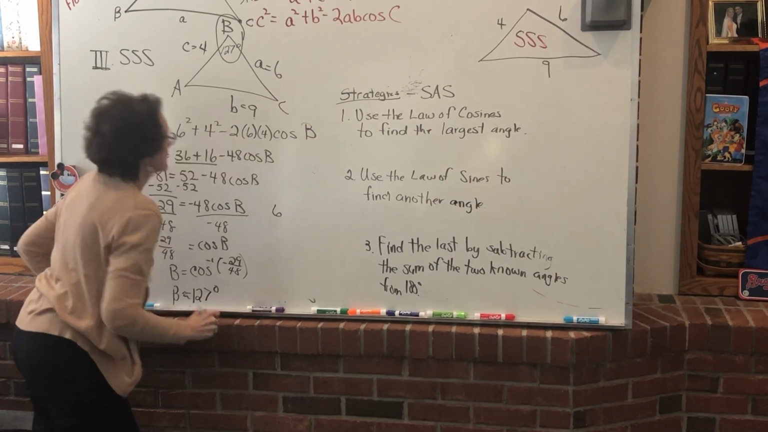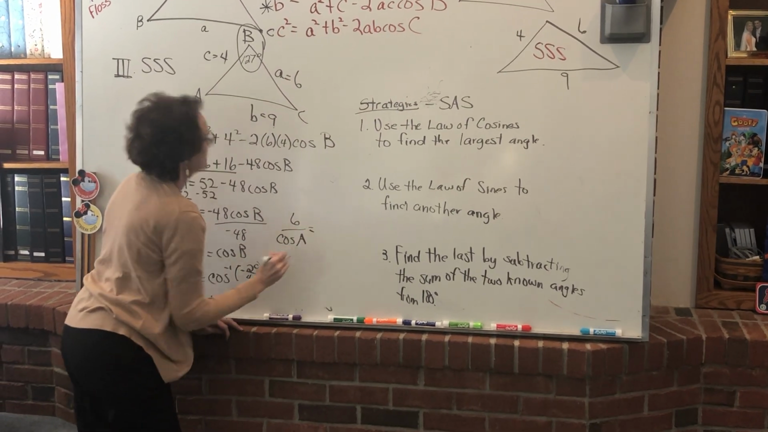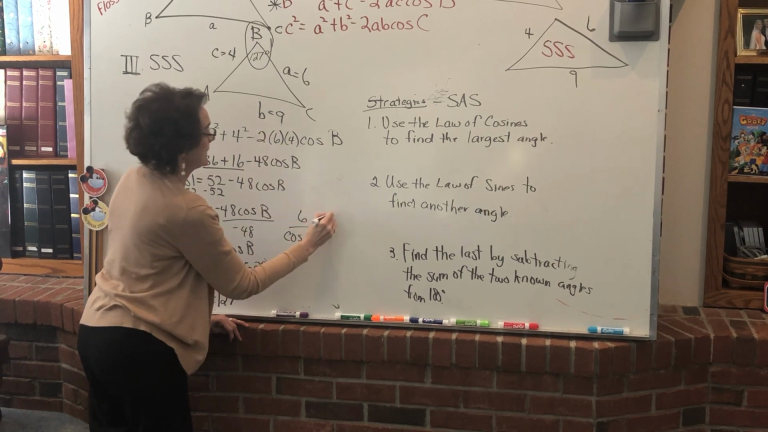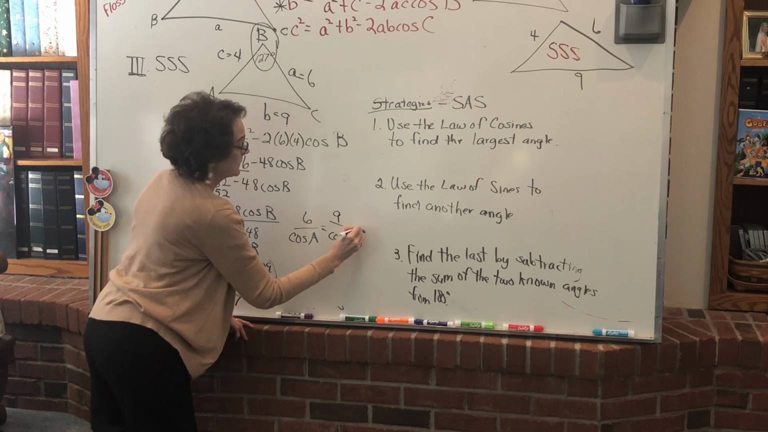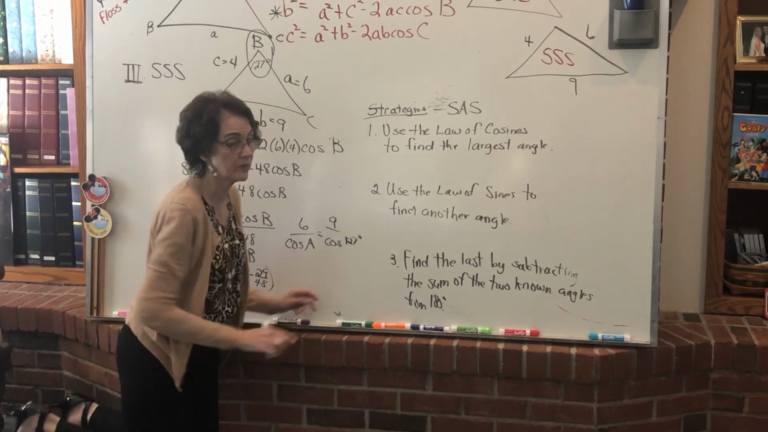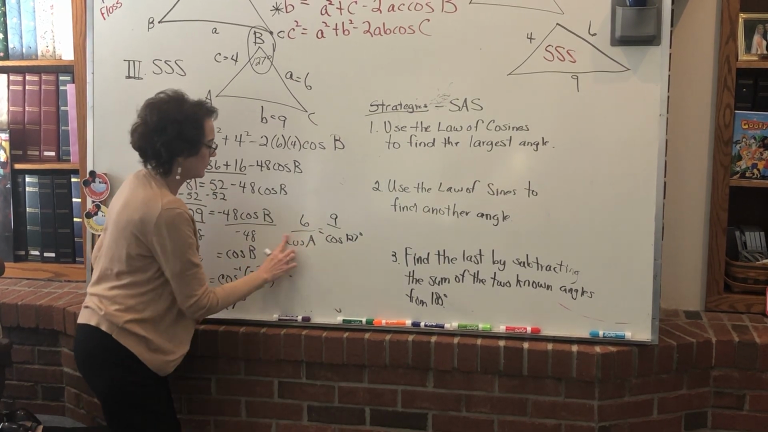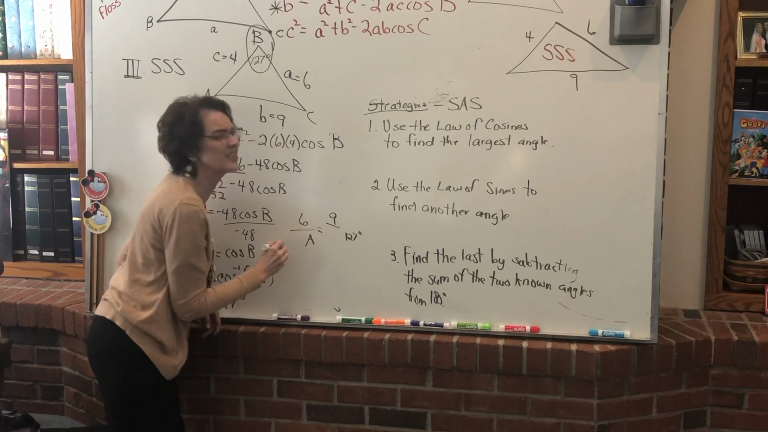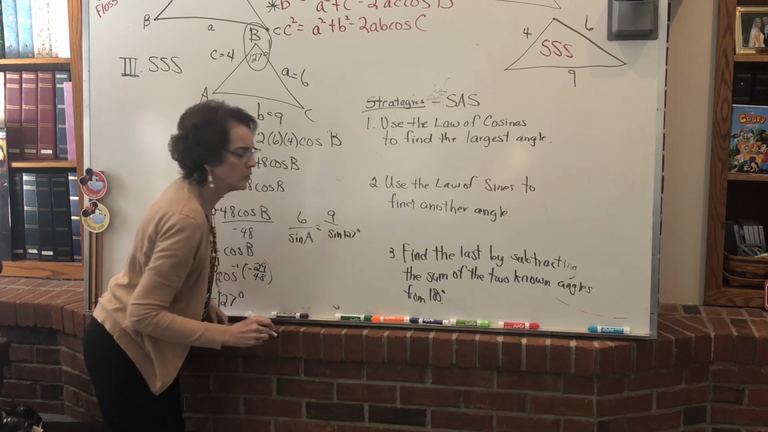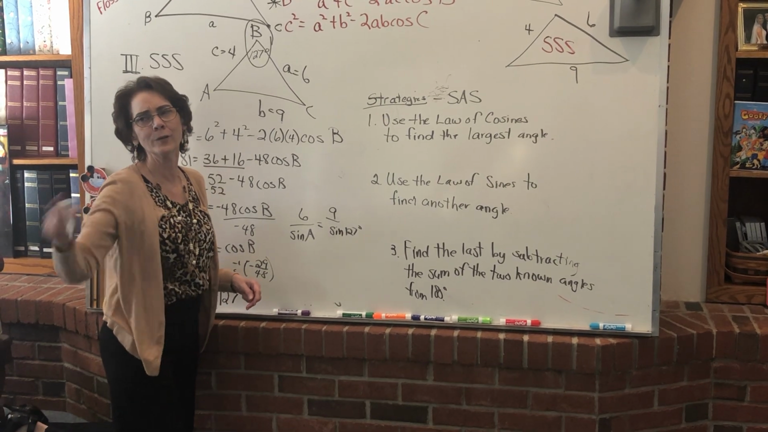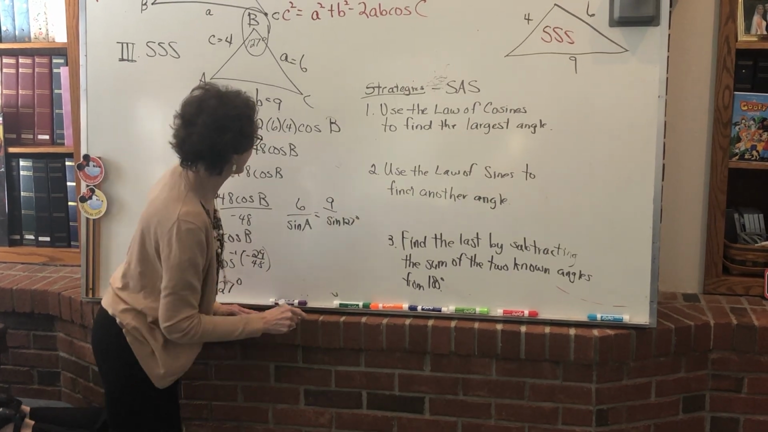Alrighty. So 6 is to the sine of A as 9 is to the sine of 127. Oh, I'm sorry. What am I doing here? I put cosine. Yeah, this is a law of sines. Sorry about that. Thank you. Good thing you were here, Dorian, or I would have messed that up. Or was that Lucas who told me that? Somebody told me that. All right, here we go.